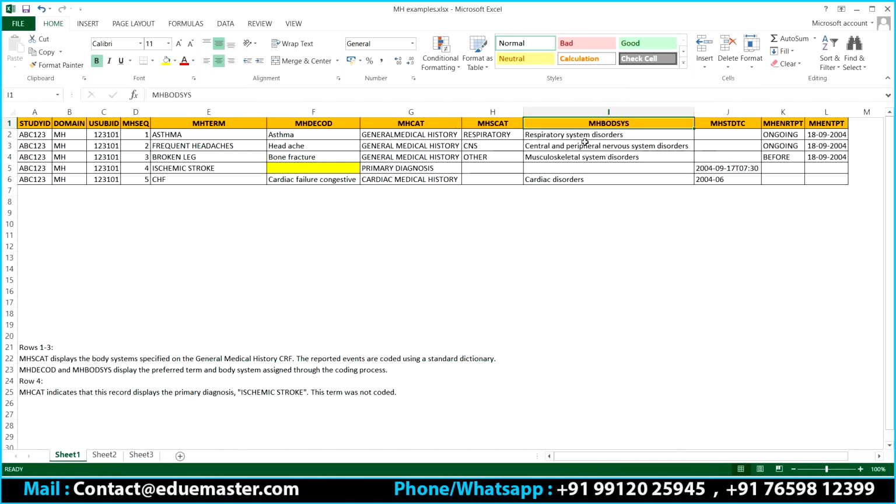Okay, so this is nothing but body system or organ, right? So this is respiratory system disorder. And you can see central and peripheral nervous system disorder. That's what we talked about here, right? This is going to be related to the muscle, right? Related to some muscle disorder.